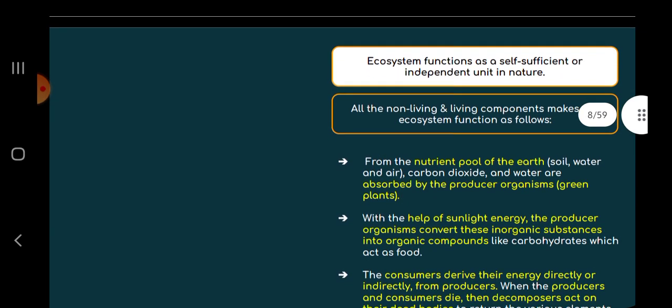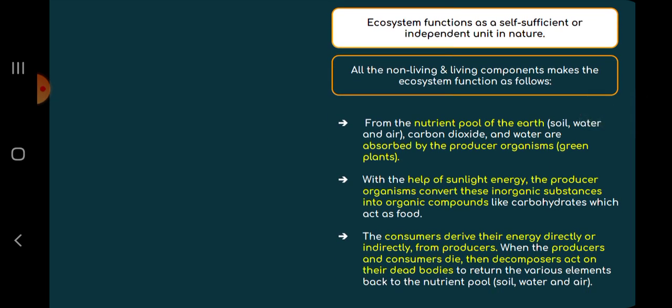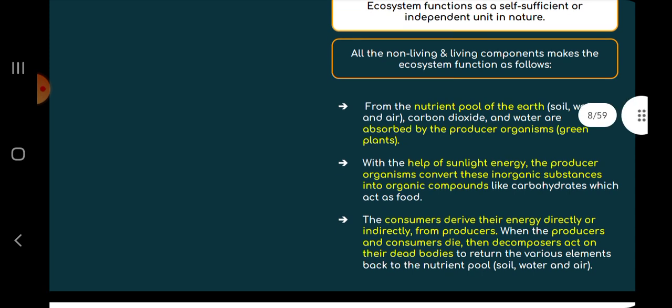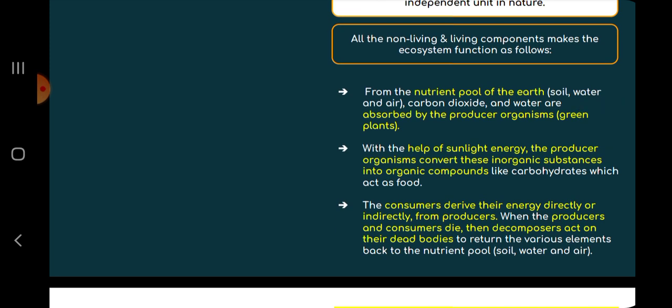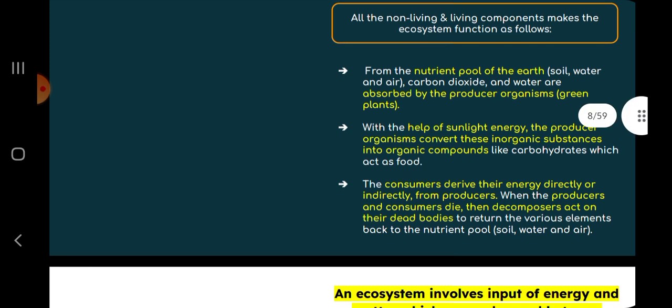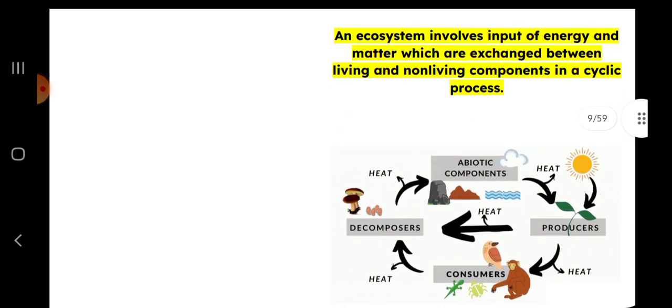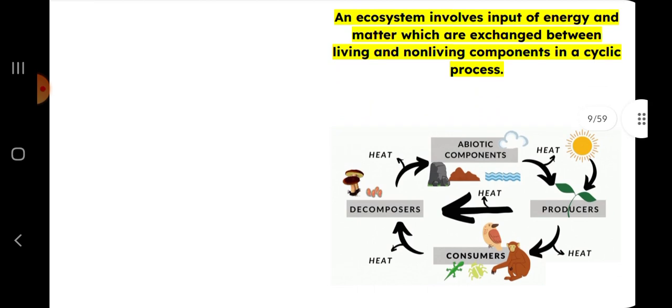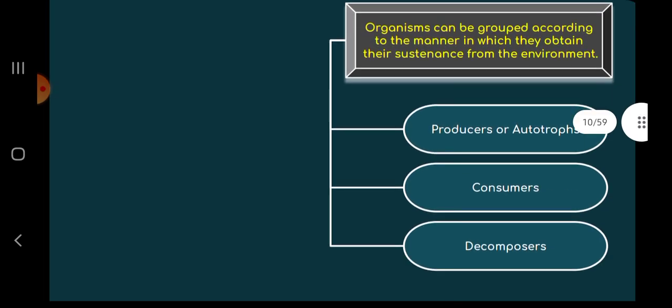The functioning of ecosystem. Ecosystem functions as a self-sufficient or independent unit in nature. From the nutrient pool of earth, carbon dioxide and water are absorbed by the producer organisms with the help of sunlight energy. The producer organisms convert these inorganic substances into organic substances, and consumers derive their energy directly or indirectly from producers. Then an ecosystem involves input of energy and matter which are exchanged between living and non-living components in a cyclic process.